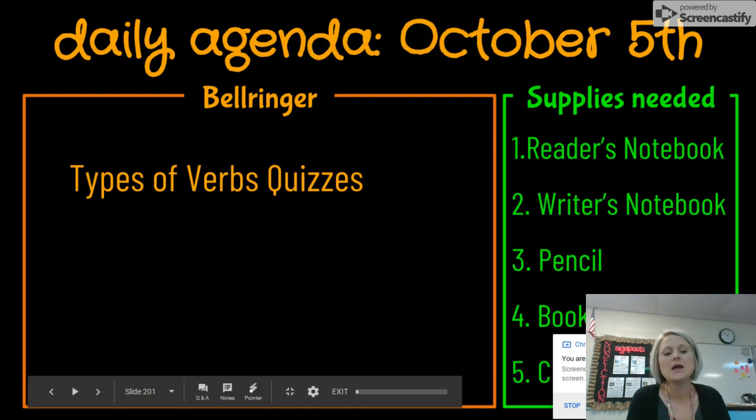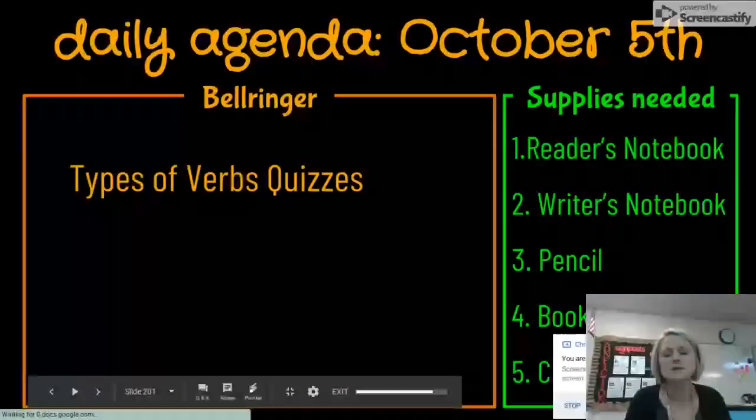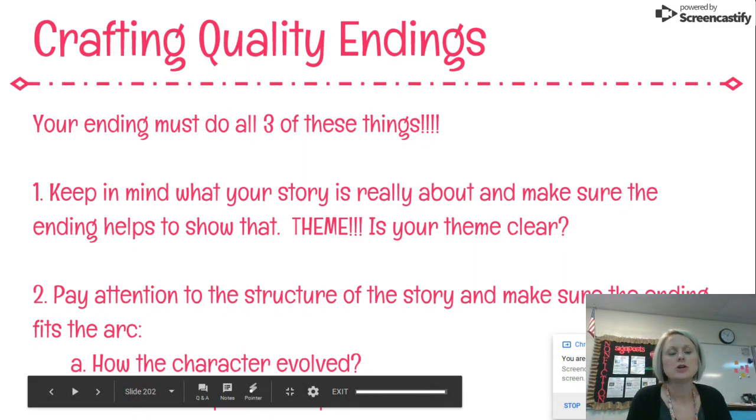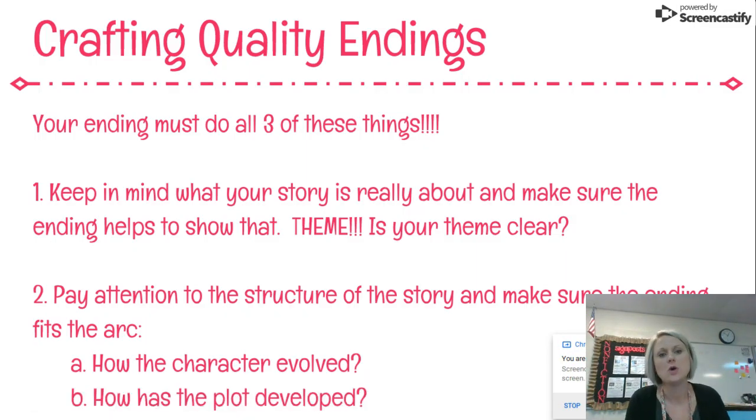How to revise your endings. Yesterday, while I was out, you went through and revised your introductions, your leads, and your narrative stories, your realistic fiction narratives. Today, you've completed your types of verb quiz, and you're going to start looking at crafting quality endings. So your endings need to do all three of these things.